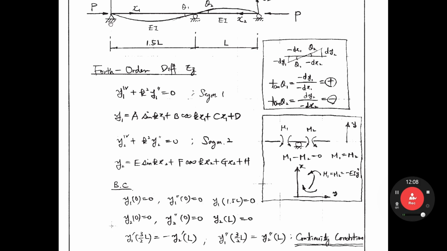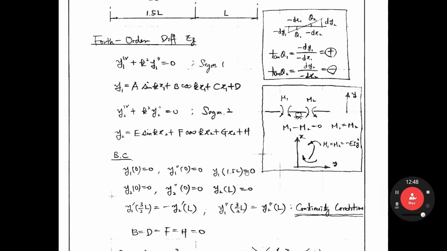And then how about this location? The support location is 0, right? So y1(1.5L), this location, equals 0, right? Right hand side segment 2, y2(0), this location, displacement is 0, right? The moment, this point is 0, okay? Displacement, this location equals 0. So you have 6 equations using 6 boundary conditions.